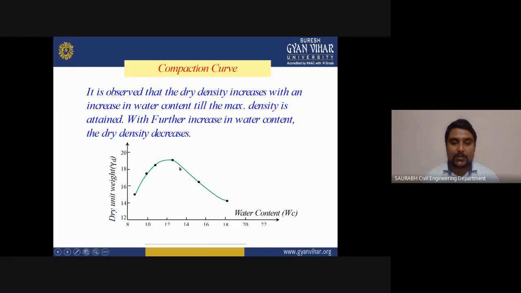As you can see here, at one point we are getting the maximum dry density, also known as MDD, which we get at the OMC, meaning optimum moisture content.